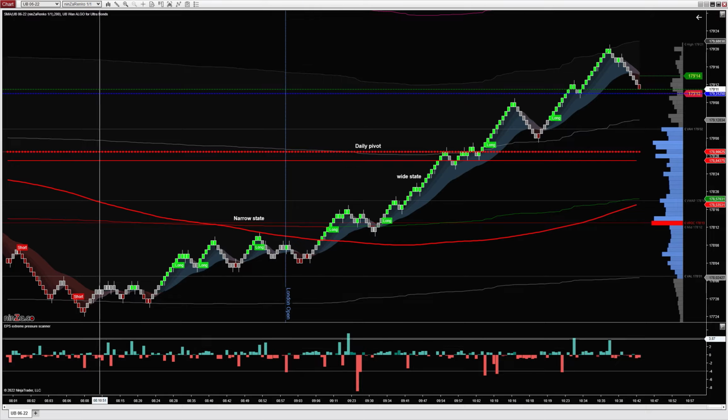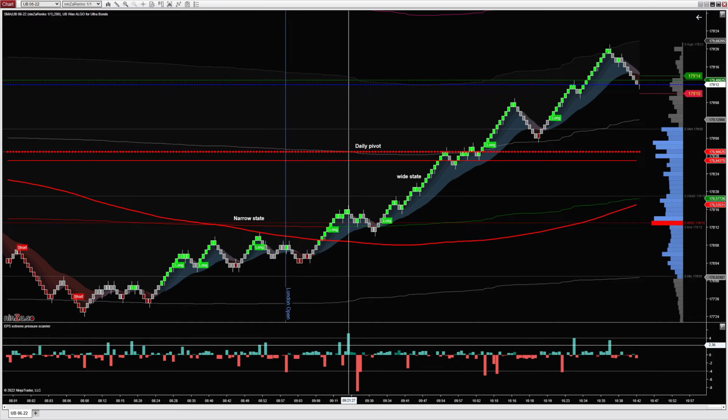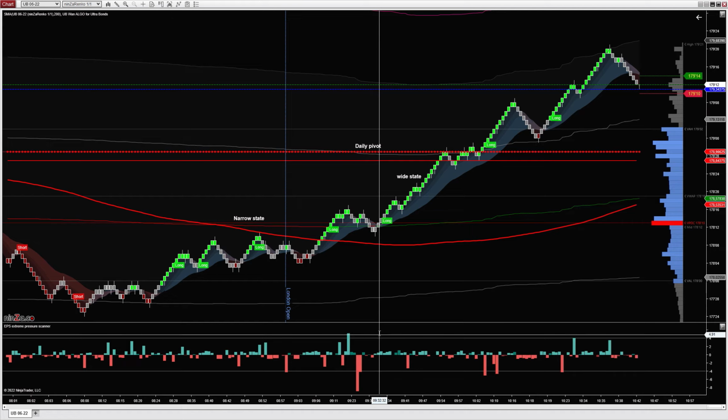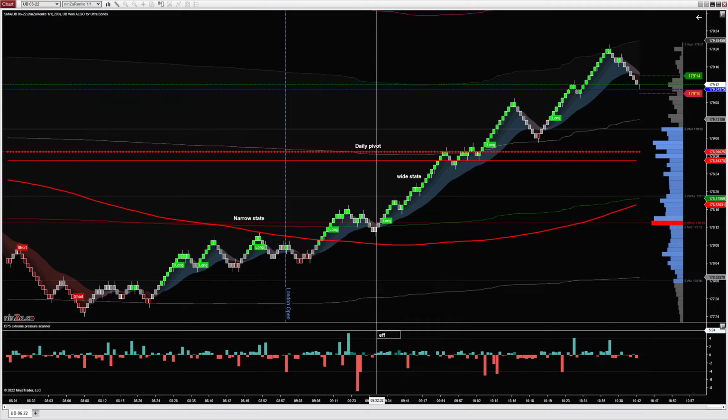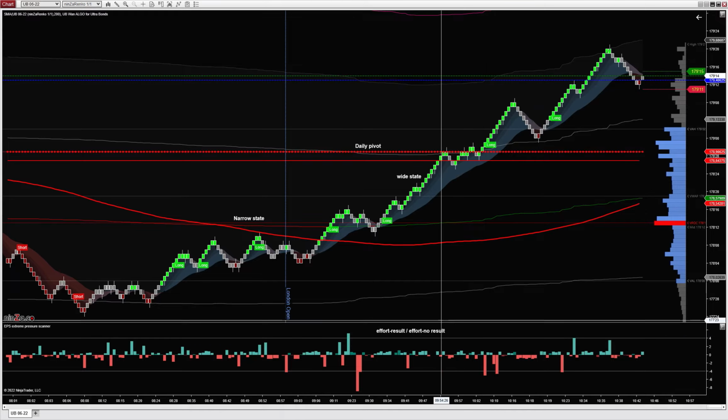And I also developed the EPS. It's an extreme pressure scanner. This thing shows us the effort result situations. Effort, result, or effort, no result. You can see this as pressure or big guys getting in.